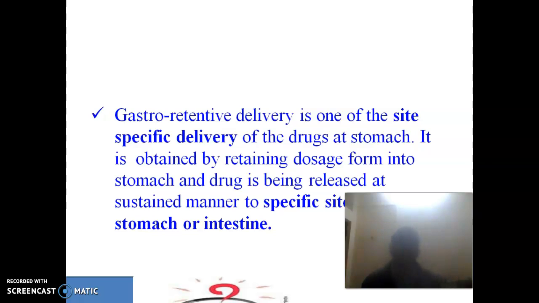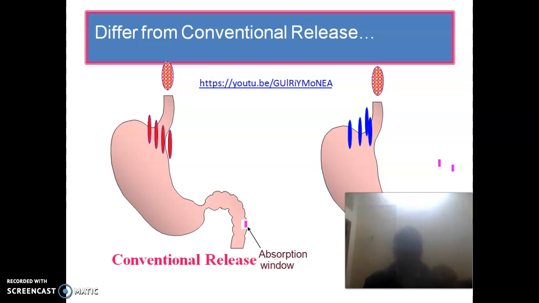So in a nutshell, how can we explain this? Gastro-retentive delivery is one of the site-specific deliveries. Why site-specific? Because we are specially targeting the gastric part, that is the stomach. Therefore, it's called site-specific, right? And here we can prepare the dosage form in a controlled manner or sustained manner. So both ways we can work this. Okay. So gastro-retentive drug delivery is a site-specific drug delivery of drugs at the stomach. Here we have to remember this. So what is the basic difference between conventional and gastro-retentive? In gastro-retentive, the main part which we are highlighting is the stomach as well as the upper part of the intestine. Here we have to understand. Okay.